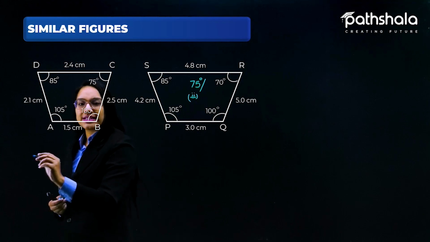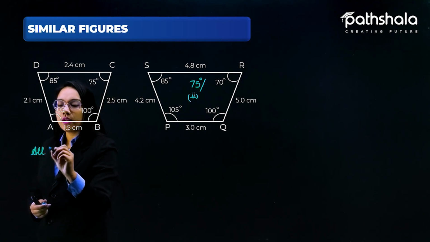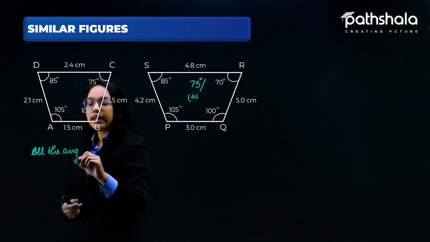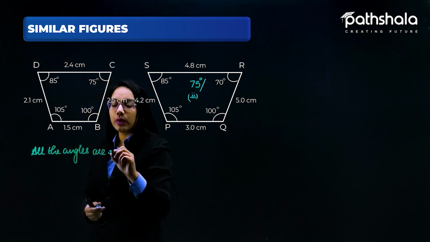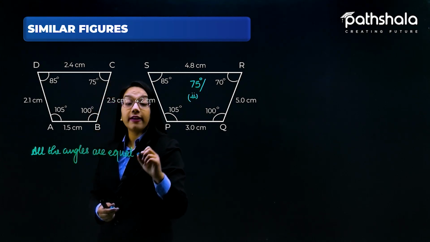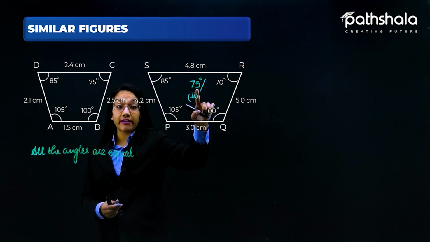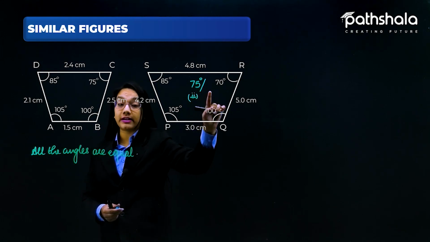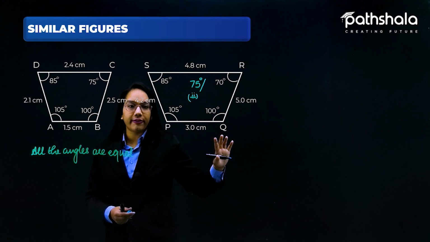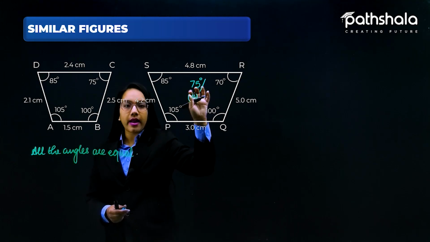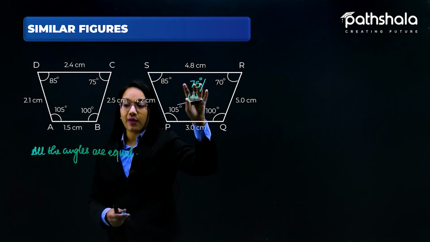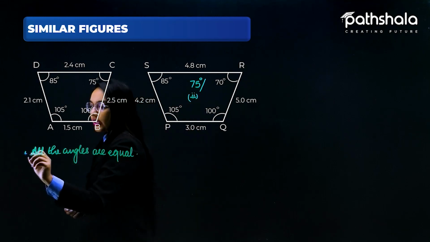So first of all, I can say that all the angles are equal. If I take this angle as 75 degree, then all the angles are equal. But if I take 70 degree, then all the angles are definitely not equal. So if I am taking 75 degree over here, then all the angles are equal. This is my very first criteria.